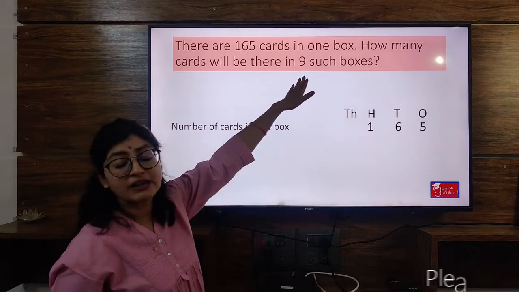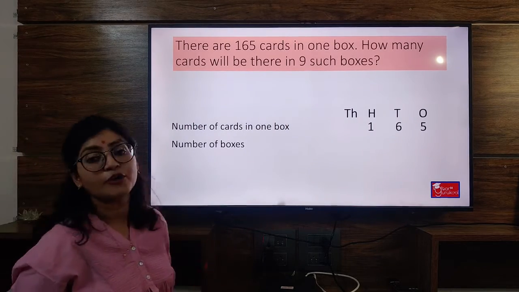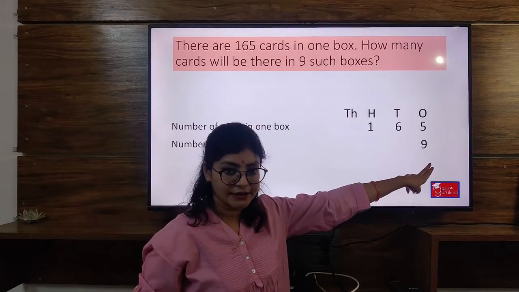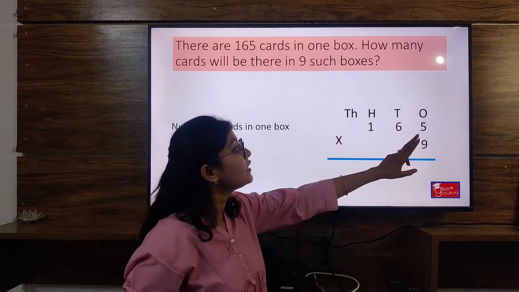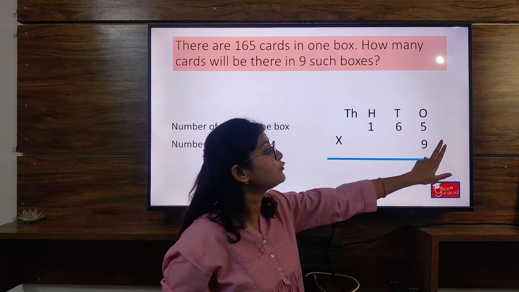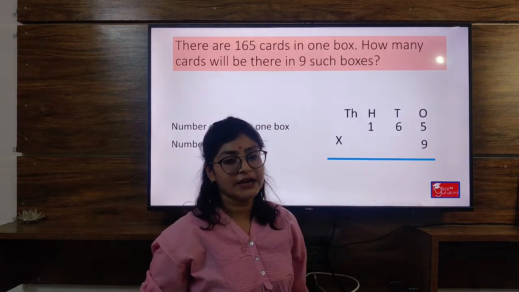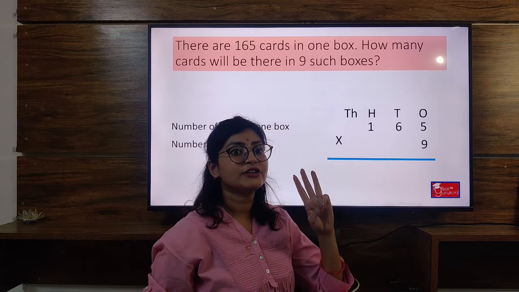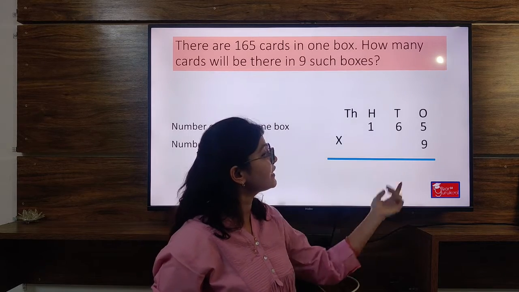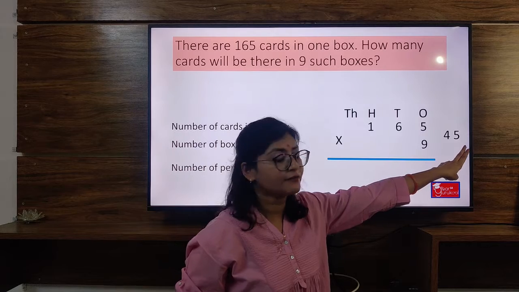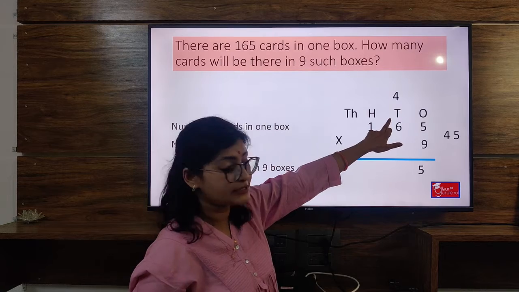And how many total boxes are here? There are 9 such boxes. So second statement will be number of boxes. Number of boxes are 9. Sign of multiplication. Now let's start multiplying the question. 9 5s are. We have to read the table of 9 till 5th place. 9 1s are 9, 9 2s are 18, 9 3s are 27, 9 4s are 36, 9 5s are 45. 5 is at ones place and this 4 will go as a carryover at tens place.